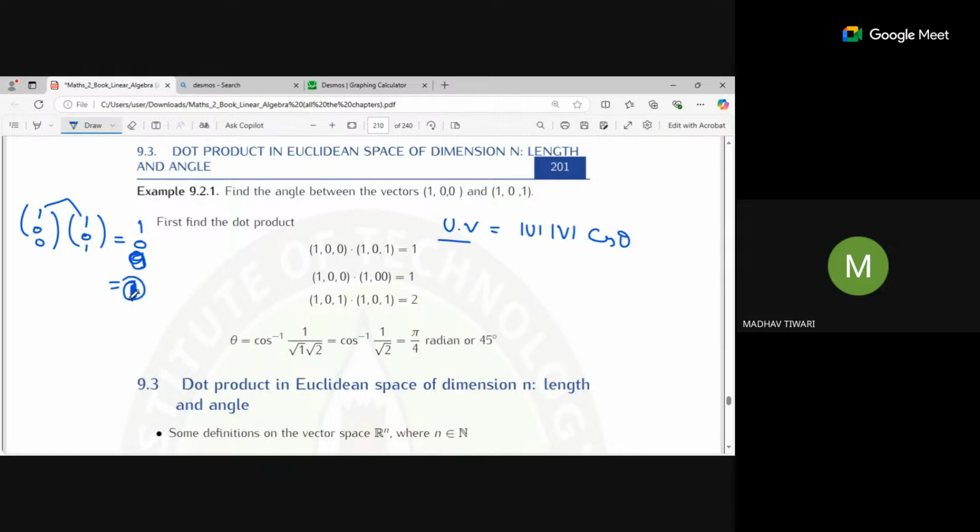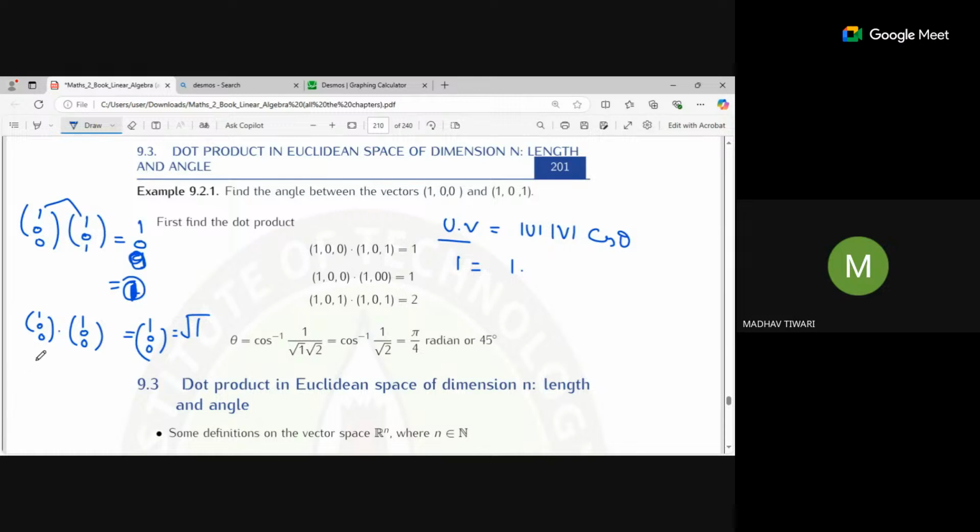Okay, so 1 it is. So you got value 1 here. Now find out the magnitude of u. How can we find out? By finding the dot product of u with itself. 1 0 0 dot product with 1 0 0. What you will get here is 1 0 0, and the sum of these values is 1, and then take the square root of this. Okay, so that is 1.